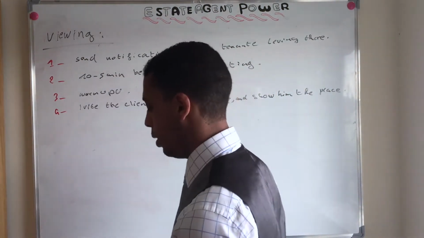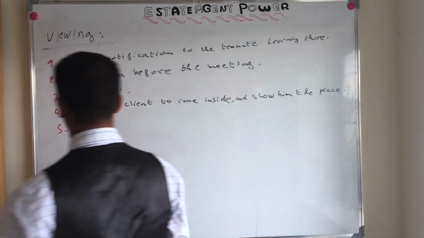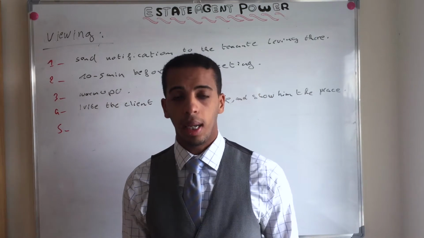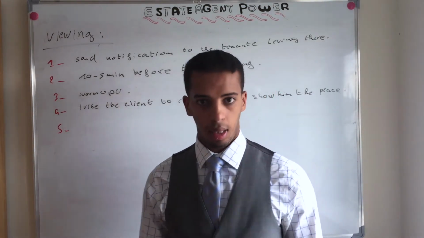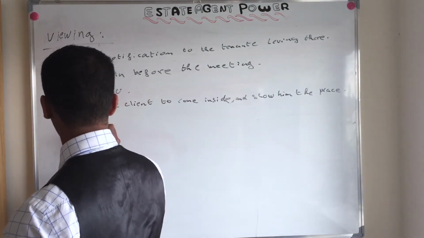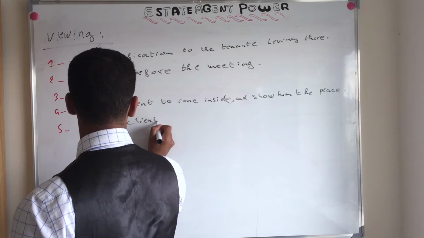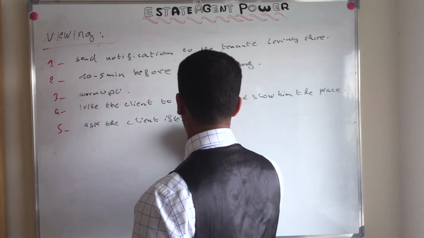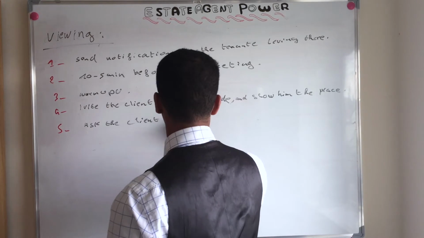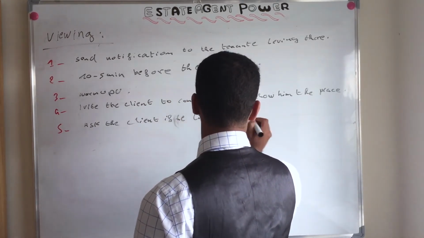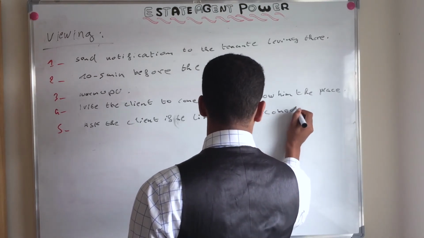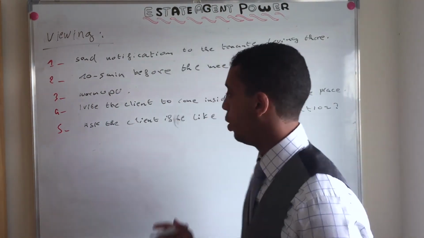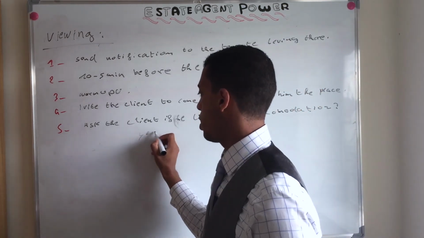And then the fifth step. As you finish the viewing, you need to ask your client if he's happy with the property, if he likes the property. So ask your client if he likes the accommodation, and here you get two answers, obviously.